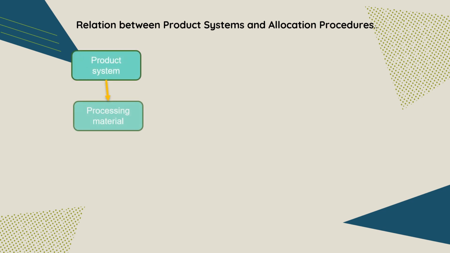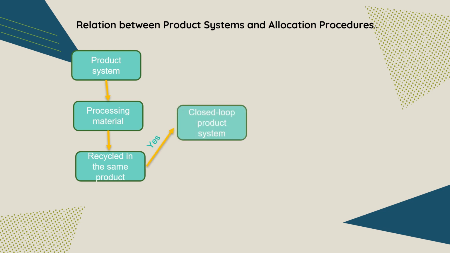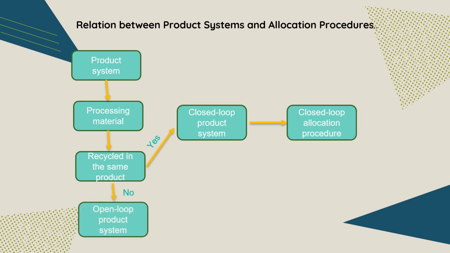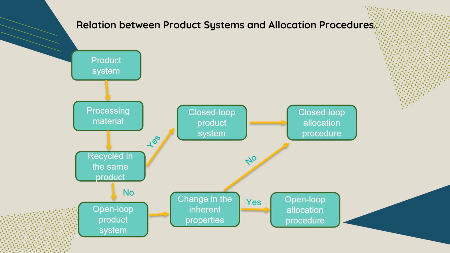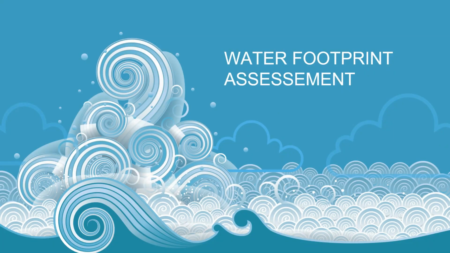Next is recycle in the same product. If yes, you need to close loop product system and close loop allocation procedure. But if no, you need to open loop product system and change in the inherent properties. And if no, you need to close loop allocation procedure. But if yes, you need to open loop allocation procedure. So now, let's move to water footprint assessment.